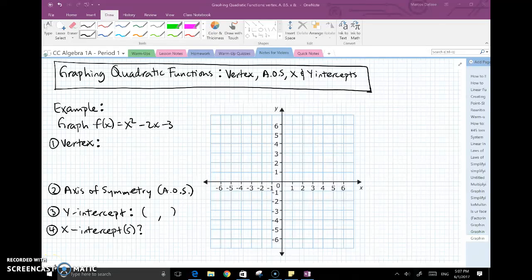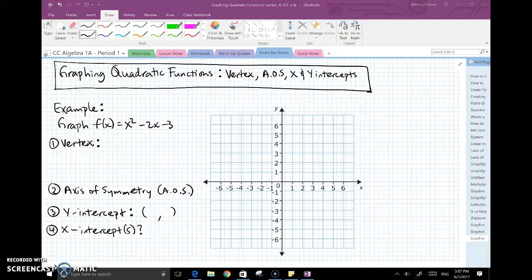Hi folks, in this video I will be showing you how to graph a quadratic function using a few principles, starting with the vertex, axis of symmetry, x-intercepts if there are any, and the y-intercept. So let's go ahead and begin.